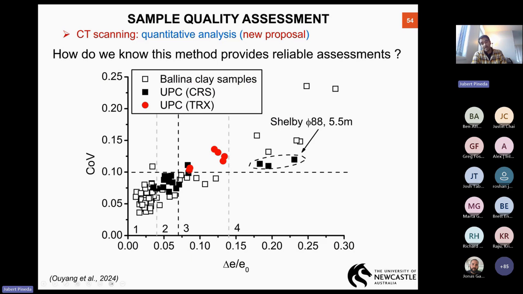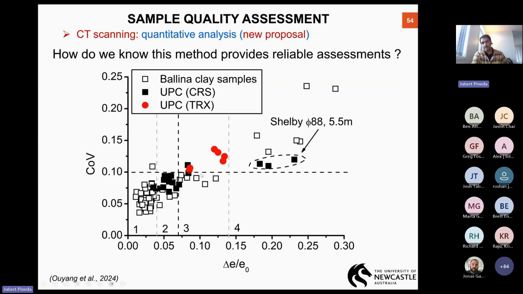Well, if we correlate this coefficient of variation against the delta E by e0, which is the standard method based on mechanical tests, you see that there is a good trend. So the method we are proposing now is a priori, so you don't need to wait until the end of the test to realize that your sample is good or bad. The coefficient of variation can tell you before testing that your sample could be good quality or bad quality for testing. And these are results for Ballina clay that we have tested here in Australia for a long time, but also the silts from Spain that we have tested in the CRS and triaxial tests.